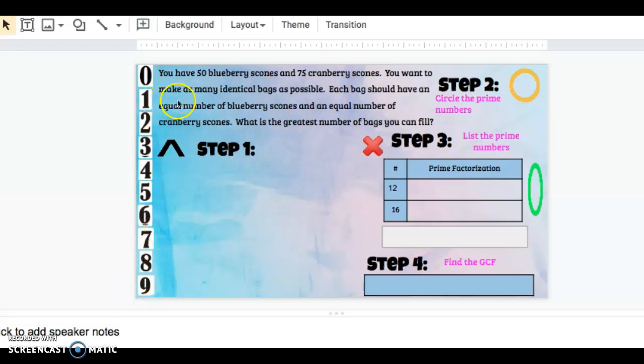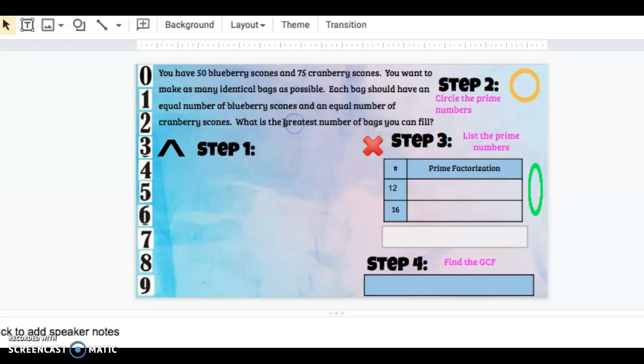Okay, so for your DMR for today is another GCF word problem. It says you have 50 blueberry scones and 75 cranberry scones. You want to make as many identical bags as possible. Each bag should have an equal number of blueberry scones and an equal number of cranberry scones. What is the greatest number of bags you can fill?